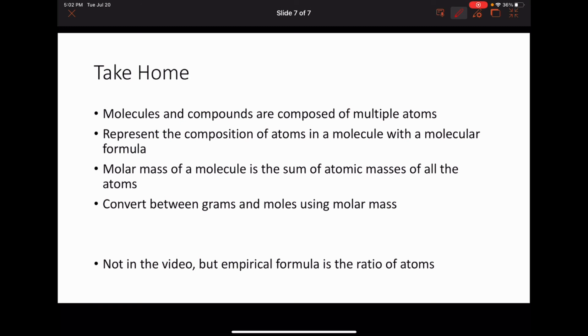And I didn't show it, and I'm not going to talk about it in any other video, at least until we get to the point where we're measuring it. But empirical formula is basically the ratio of atoms, so it's a minimum ratio of atoms. So for our C2H4, the empirical formula would be CH2. It's not as common, except for in some particular measurements that we don't show and we may deal with later on in the course.